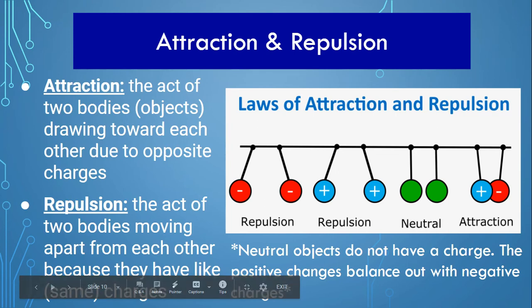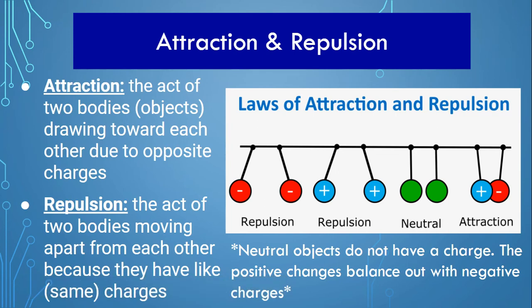One last note here. Neutral objects, those green circles, do not have a charge. The positive charges balance out with the negative charges on the object. So they don't attract or repel each other. The neutral objects simply sit there because they do not have any net charge on them.